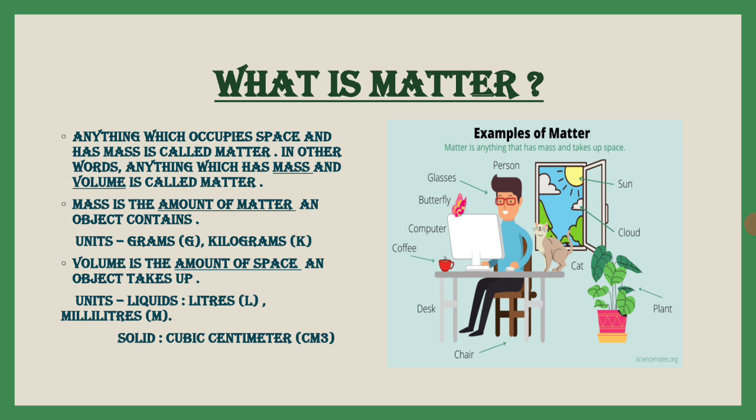Units like grams, kilograms. Volume. Volume is the amount of space an object takes up. Units like liters and milliliters for liquids, and cubic centimeters for solids.